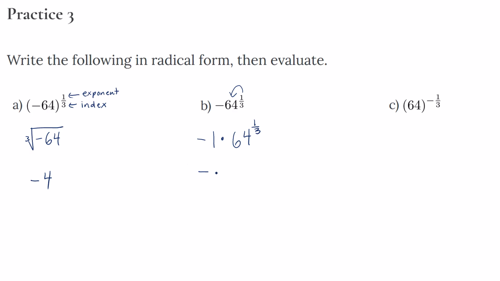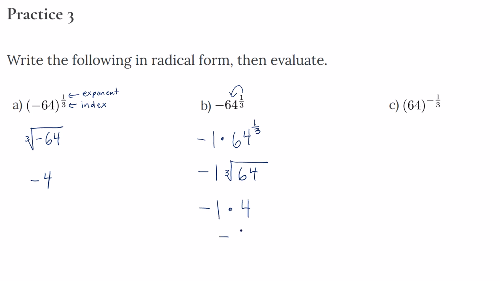So I'll write my negative 1, and then when I write 64 to the power of 1/3 as a radical, well, 64 is the radicand, 3 is the index, and with the exponent being 1, I'm not going to write it. So it's like we have negative 1 multiplied, cube root of 64 is 4, and together that would come out to negative 4.